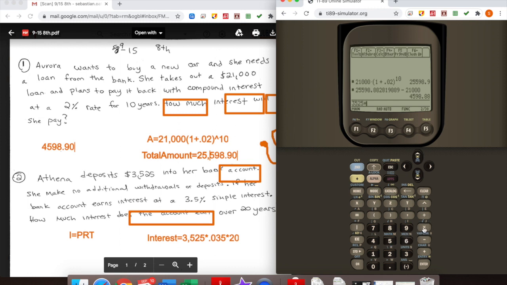3,525 times 0.035 times our 20 years. So we'll get an interest of $2,467.50.